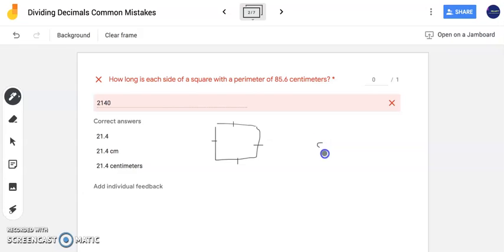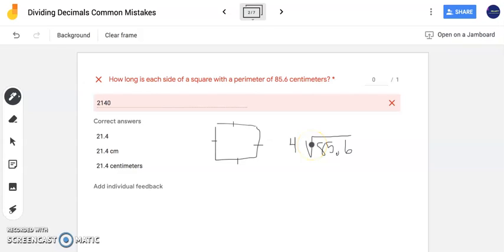A square has 4 equal sides. So what we're going to do here is take 85 and 6/10 and divide this by 4. Now I'm using the standard algorithm, but you can feel free to use whatever method you would like to do your division. If you want to use partial quotients, go for it. It's totally up to you. Now, I always first look at my divisor 4. Is there a decimal point? If there is, I need to eliminate the decimal point before I divide. If there is no decimal, I just continue doing my simple long division.